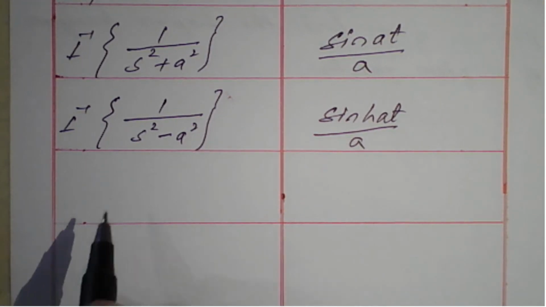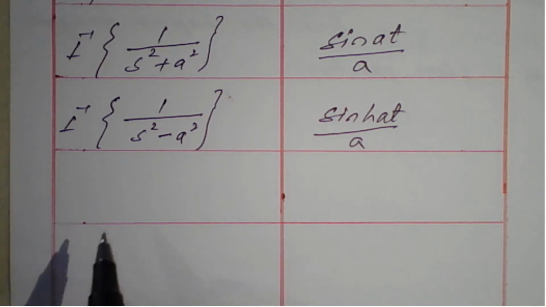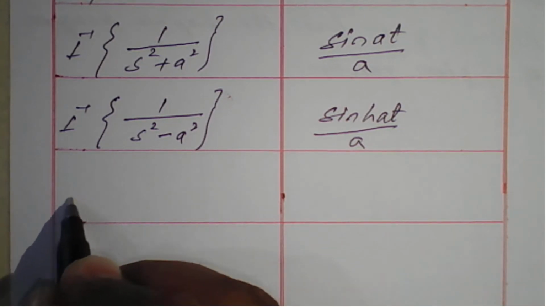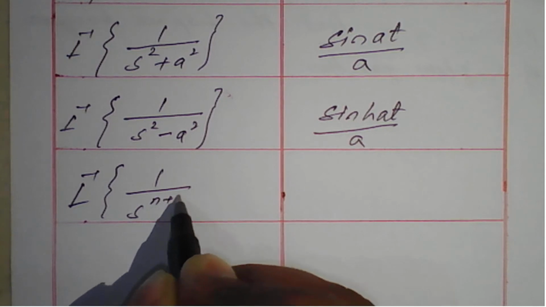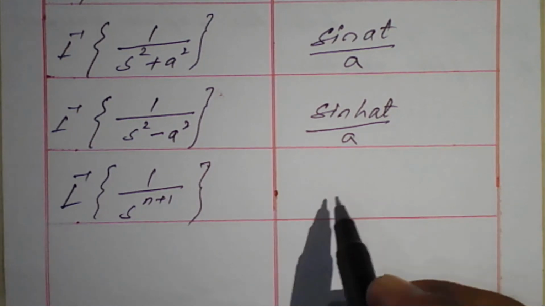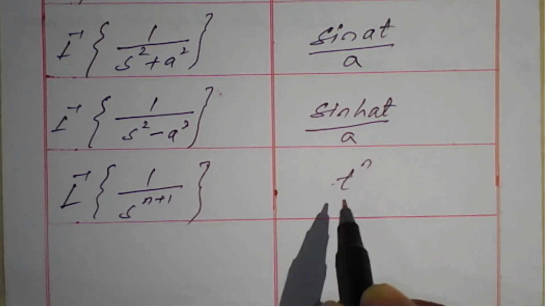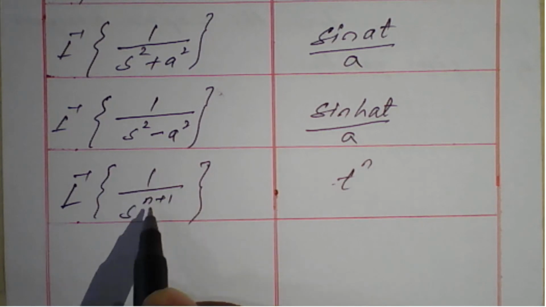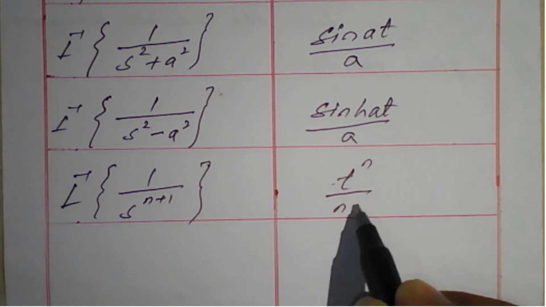Next, as we know the T raised to n formula. What do we have here? It is n factorial divided by S raised to n plus 1. So I will take Laplace inverse of 1 divided by S raised to n plus 1. Here n factorial is missing, that I will cover here. The Laplace transform of t raised to n is n factorial divided by S raised to n plus 1. We know that. So here n factorial is not there, so it will come here, n factorial.